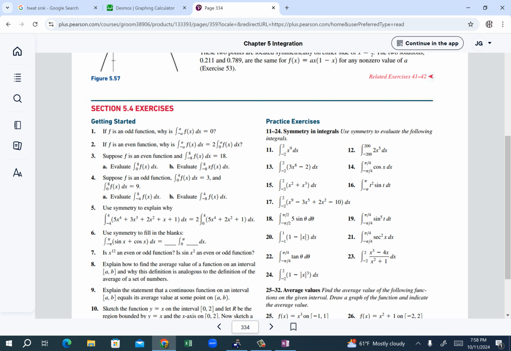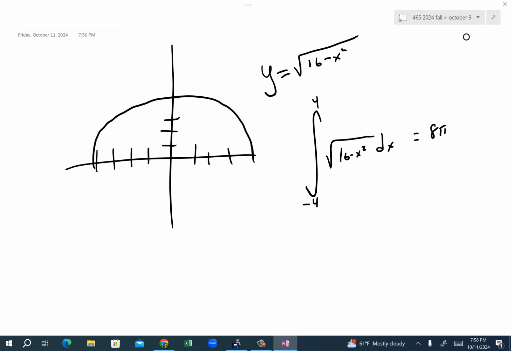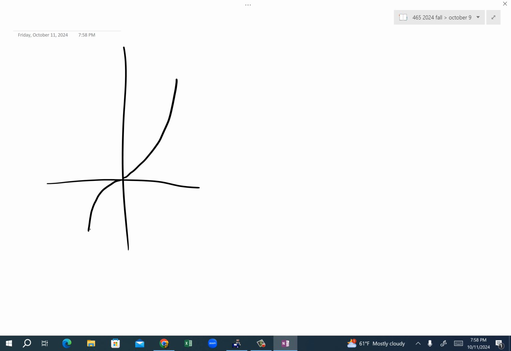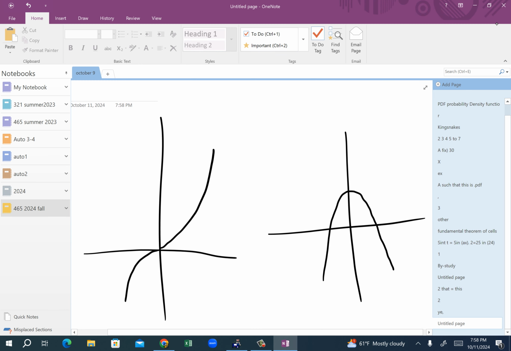Again, we mentioned in class about odd and even functions. If you recall, an odd function has origin symmetry. That is, whatever you see at negative x, it has the negative y value of whatever you'd see at positive x. They're opposites. Okay. This one here is what we refer to as y-axis symmetry. So that guy is an even function.